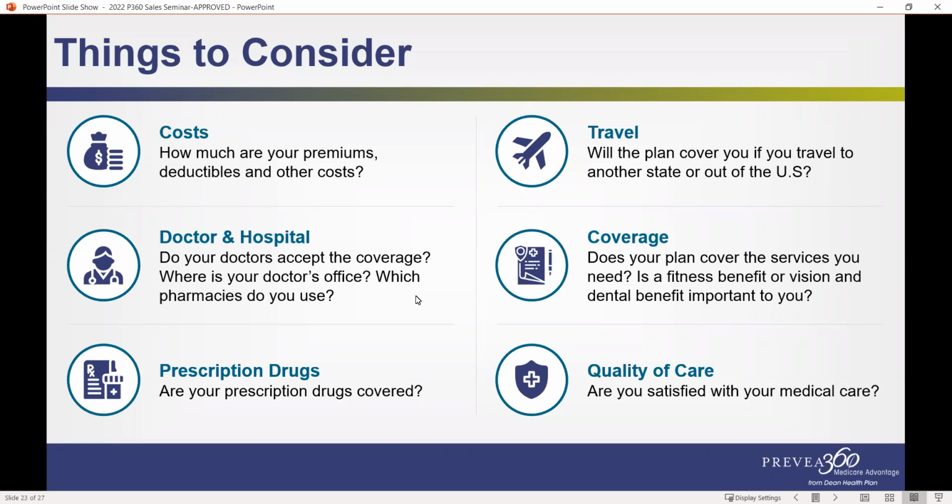If things like gym membership and dental and hearing and vision are important, you want to make sure that the plan you're looking at covers those things. And then you want to make sure that you are satisfied with the quality of care you're receiving. And that's not only on the care delivery side, that's on the claim side, customer service, billing. You want to be fully satisfied with your quality of care.